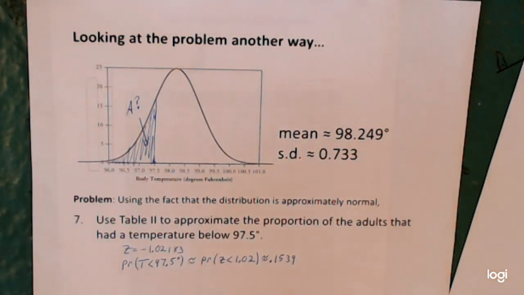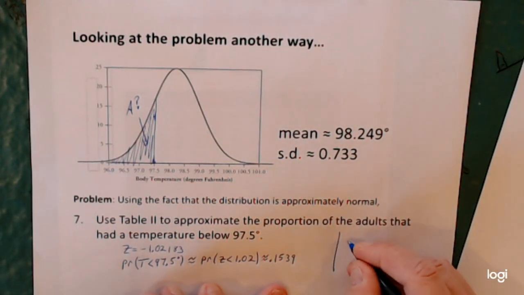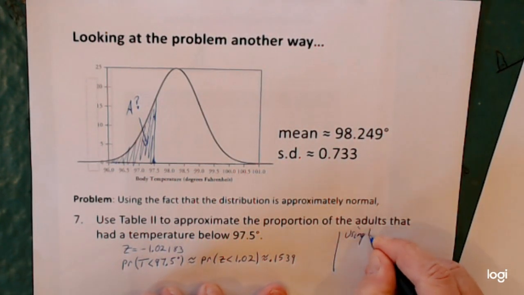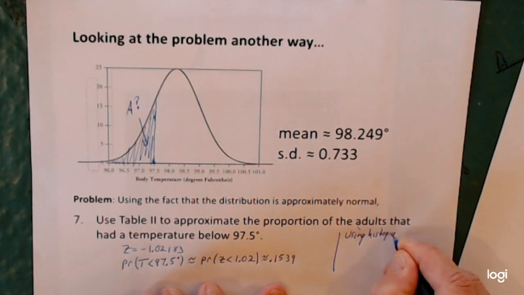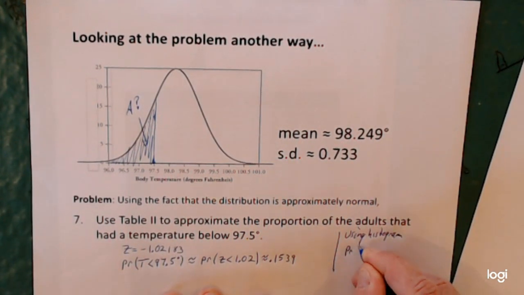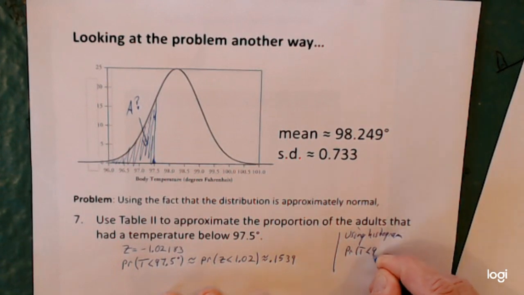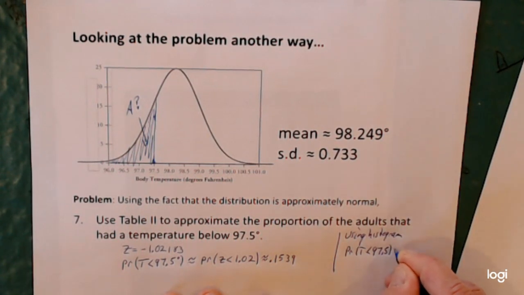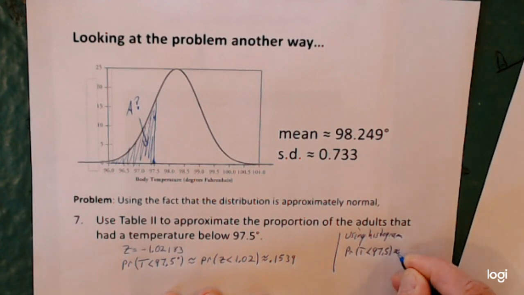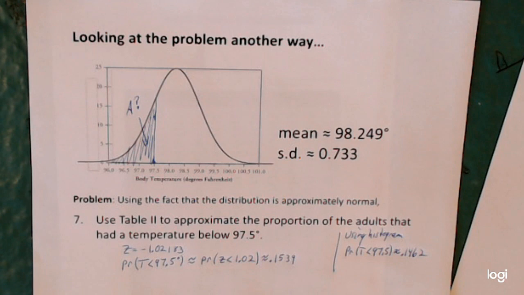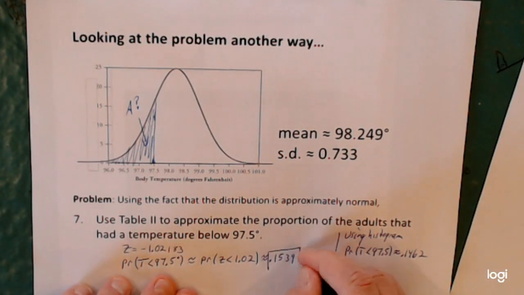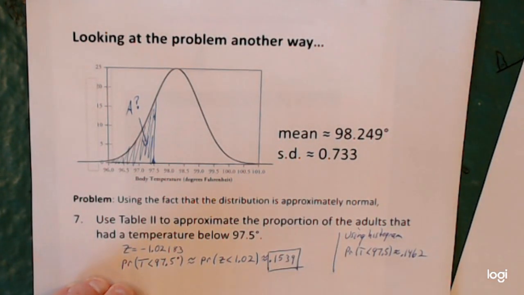Because that compares to what we got using the histogram. We got the proportion of observations less than 97.5 degrees to be about 0.1462. Okay, it's not perfect, but again, remember the normal distribution is a model, right? It's not a perfect match. All right. Good, and that's how we use table 2.